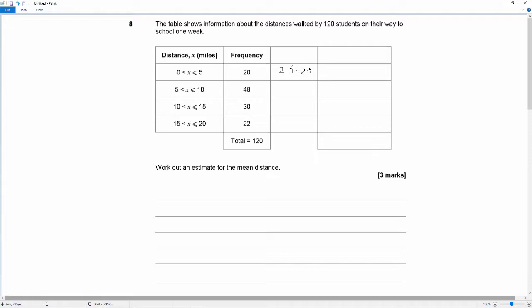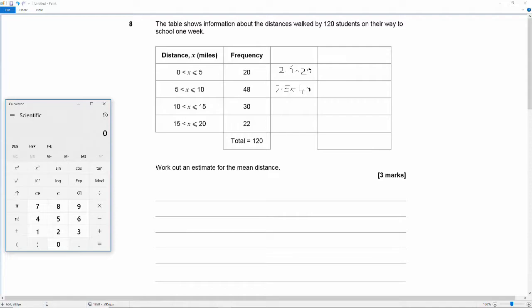Okay, so then halfway between 5 and 10, that's going to be 7.5 times 48. And I should really show you how to do that on the calculator. So let me grab the calculator. Okay, I've got my calculator. So how I got my 7.5 is just 5 plus 10 equals, divide by 2. And that's my 7.5. So what I've done, I've effectively taken the arithmetic mean between 5 and 10 to get the midpoint.